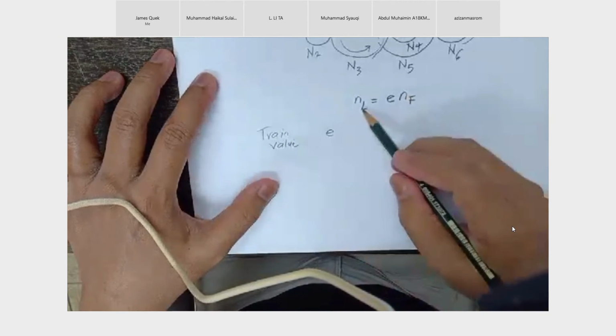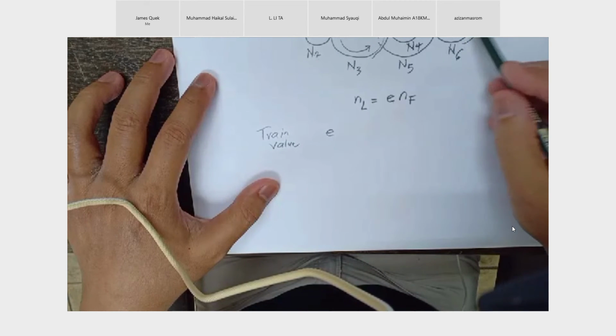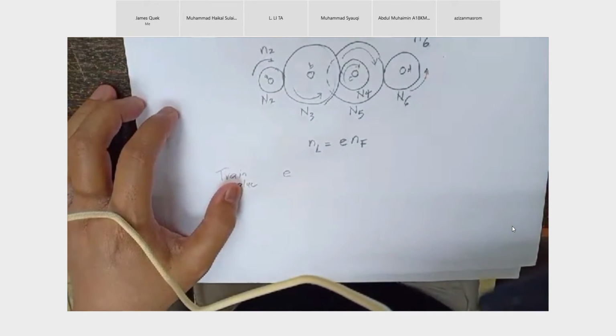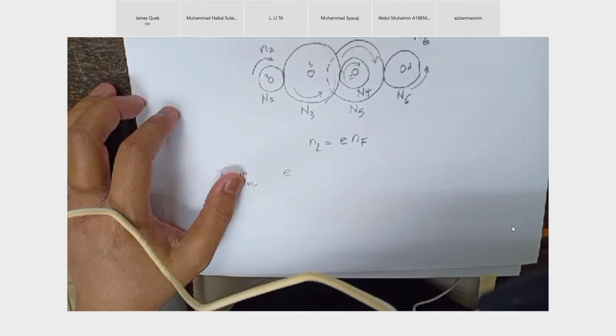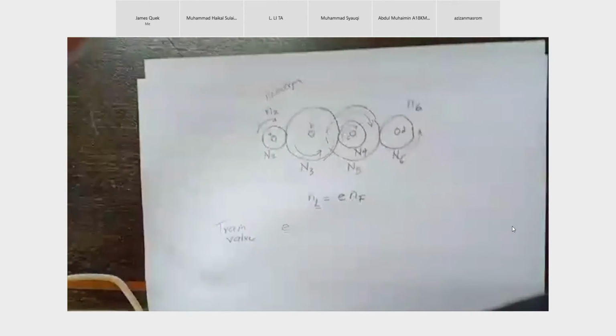N last means the output speed that we want to calculate. In our case, we want to calculate the last one, gear 6. Can you see?